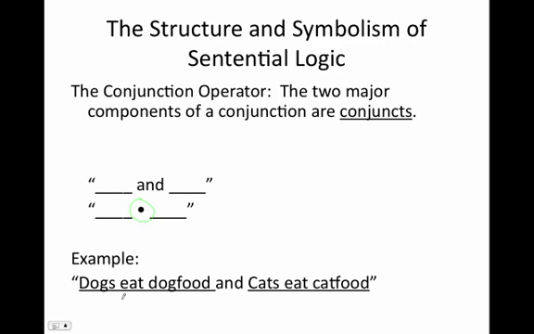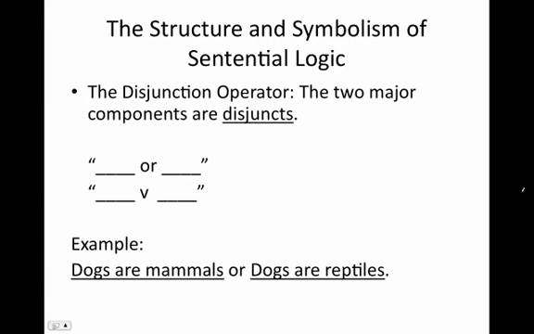All right, here's an example. You've seen lots of these. Dogs eat dog food and cats eat cat food. Two simple sentences, simple sentence 1 and simple sentence 2, combined into a compound sentence, sentence 3, via the conjunction operator. Isn't that amazing? All right, now there's the disjunction operator. The two major components of the disjunction operator are disjuncts.